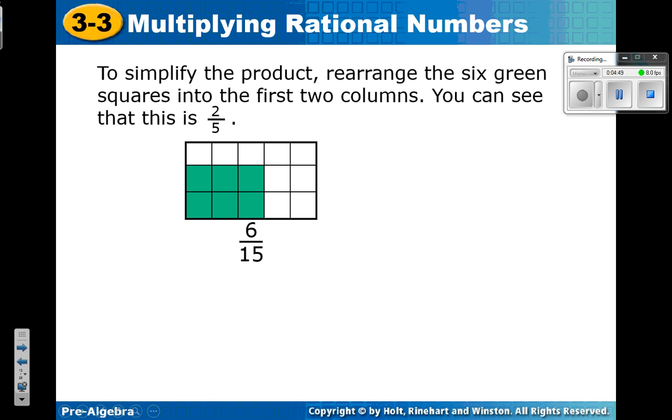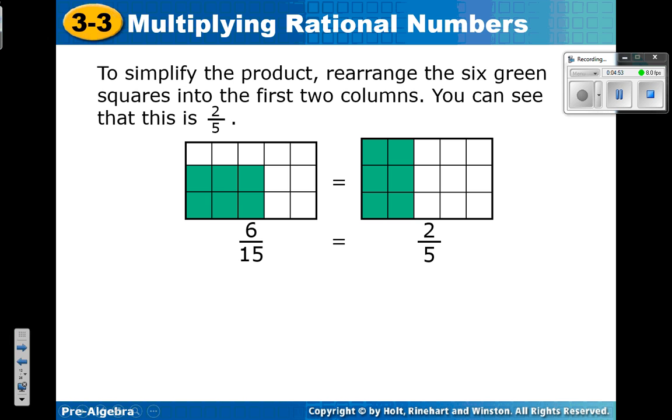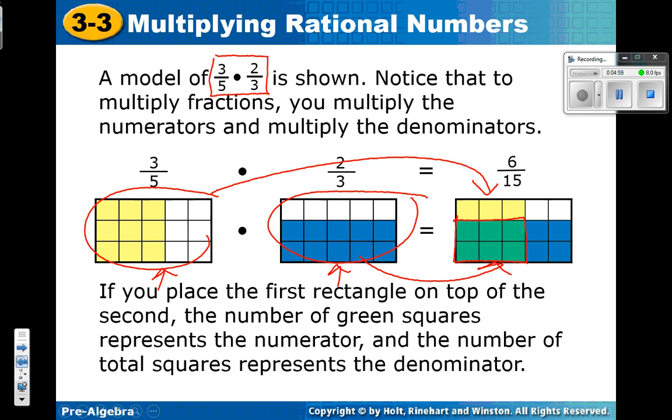That part right there, 6/15. And it equals 2/5. So what the multiplication actually means is this right here. And notice when we're multiplying fractions that are less than 1, our final answer is less than either one of them.